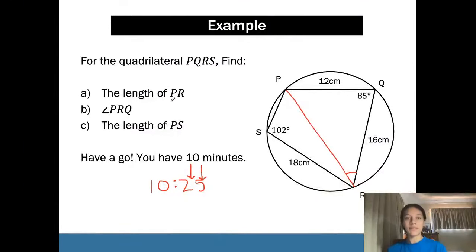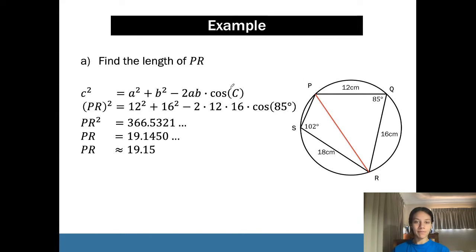So the first one is to find the length of PR. And it probably was a bit cheeky of me to draw that line, but hopefully that's what you would have done as well, just to visualize that length. So for that one, we can use our cosine rule. So we have c squared equals a squared plus b squared, etc., where PR is our c. So it's opposite an angle that we know. That's the key thing of the cosine rule there.